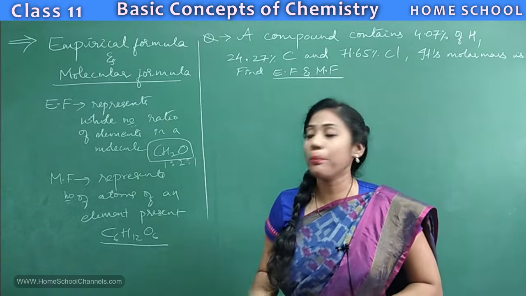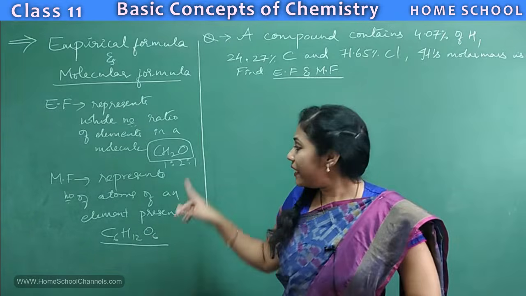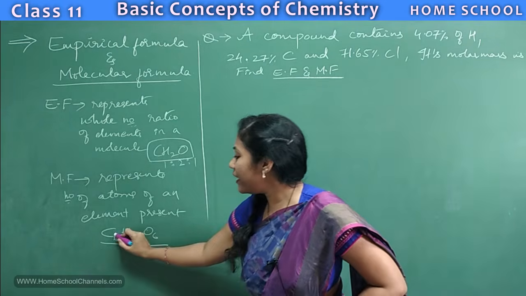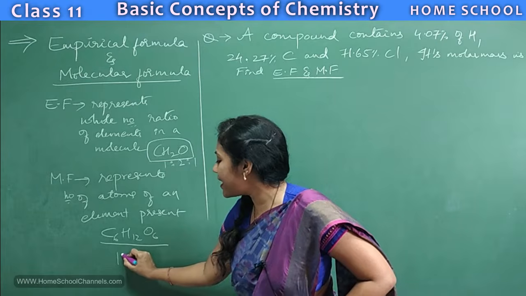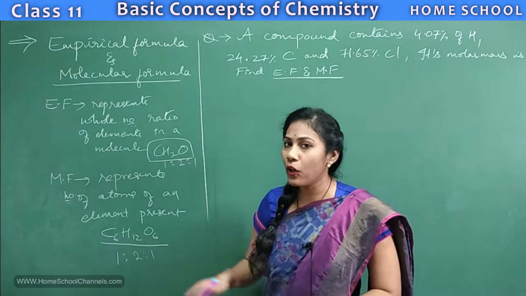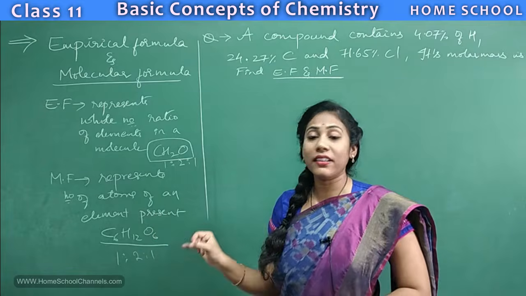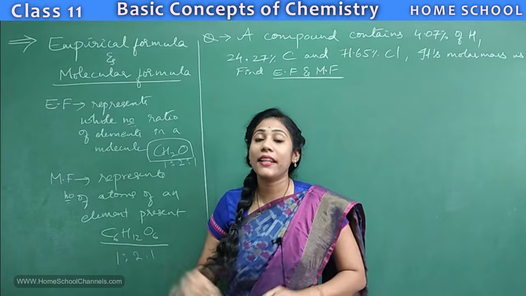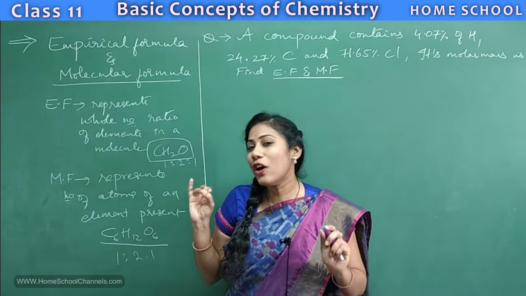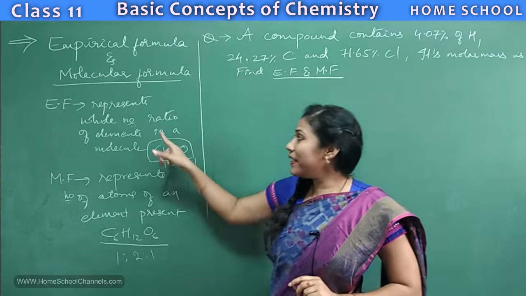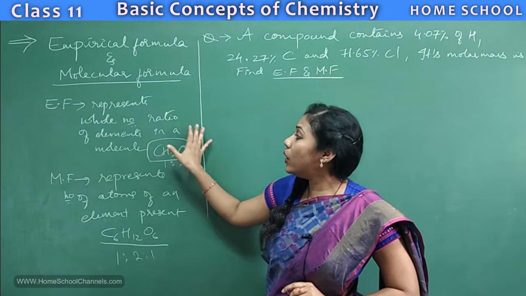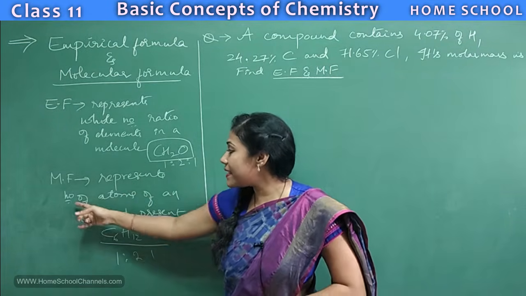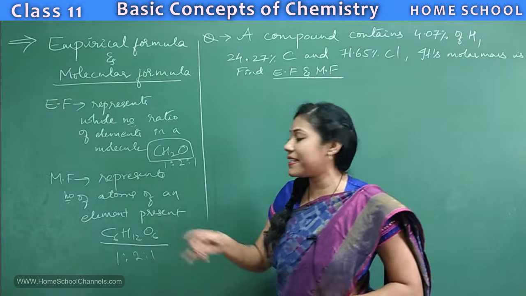But by looking at the molecular formula, you will get an idea about the ratio, and here also you can talk about the ratio. If I ask you the ratio of carbon, hydrogen and oxygen, it is in the form 1:2:1. Simple whole number ratio, right? And along with the ratio, you can also come to know exactly how many carbon atoms, how many hydrogen atoms and how many oxygen atoms are there. Okay, so the empirical formula represents a simple whole number ratio of elements present in a molecule. The molecular formula represents the number of atoms of an element present in a molecule.